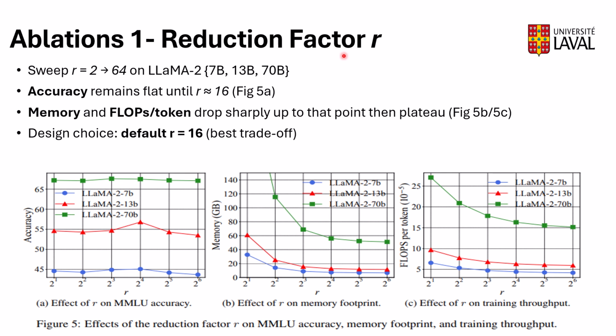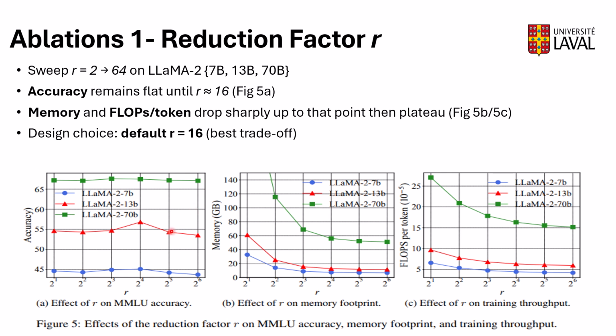Now we move to the authors' ablation studies to better understand their design choices. The first ablation focuses on the reduction factor R, which controls how much the hidden states are compressed. They sweep R from 2 to 64 on Llama 2 models, 7 billion, 13 billion, and 70 billion.